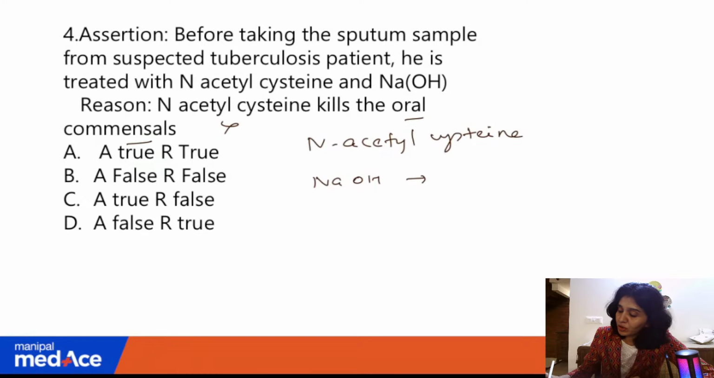So what is the option? Appropriate option A is true, that is assertion is true, reason is false. So this should be your answer. Again, every year at least one question will be there from tuberculosis. So till now we have covered the most important topics: disaster, vaccines and tuberculosis. Every year you see minimum one question from each of these topics, right?